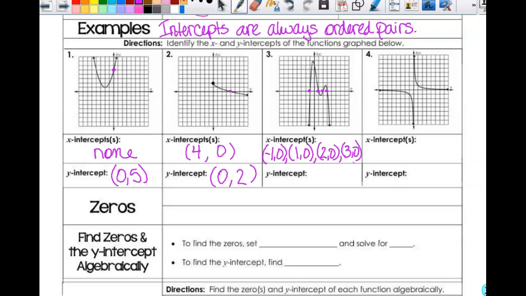What questions do we have? We good with that? All right. And then your Y-intercept is what? 0, 6.